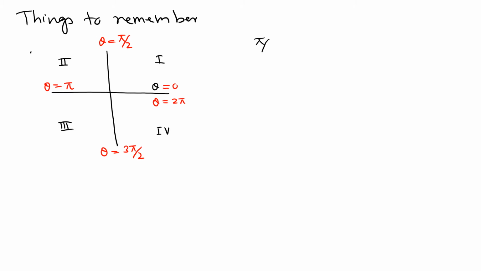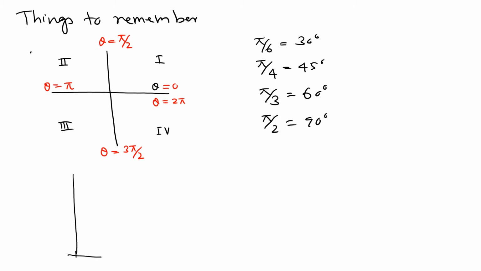Also these values will be very useful. For example, pi over 6 equals 30 degrees, pi over 4 equals 45 degrees, pi over 3 equals 60 degrees, and pi over 2 equals 90 degrees. So just knowing this can help you a lot in calculations. Also we can see that it is very easy to work with radians compared to degrees. And we're going to remember this also.